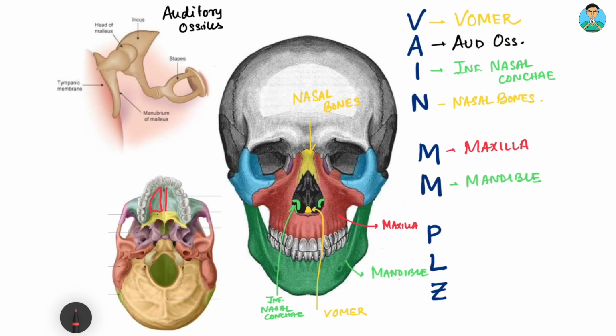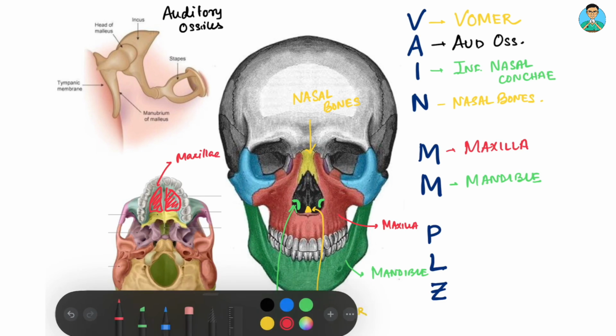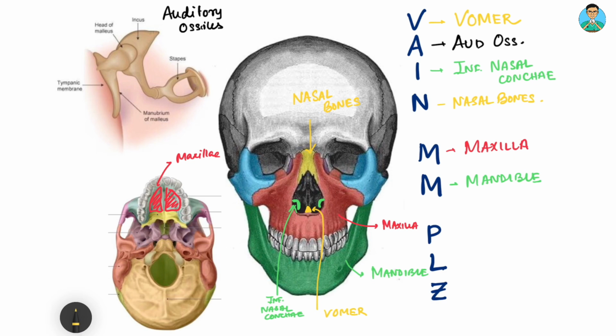Whereas the anterior palate is formed by the maxillary bone, the posterior part of the palate is formed by a bone which is known as the palatine bone, as you can see over here on the base of the skull. P in the mnemonic stands for palatine bone.